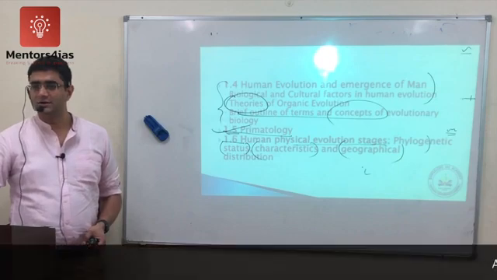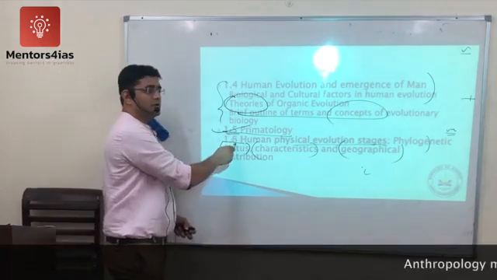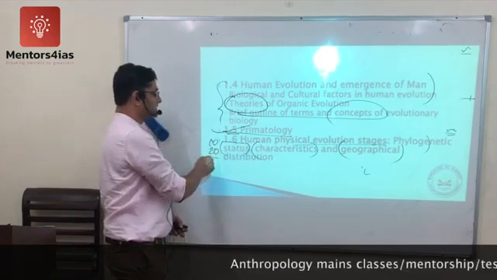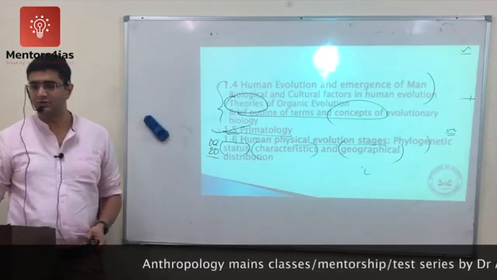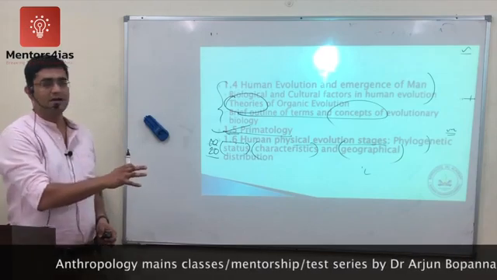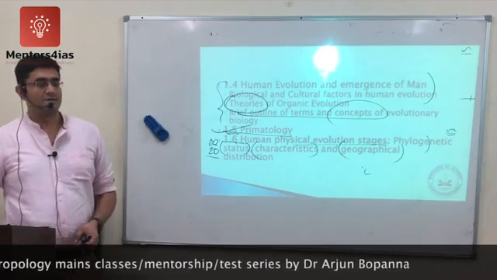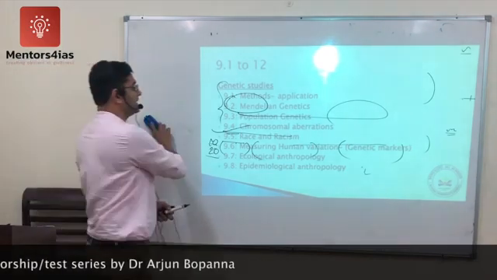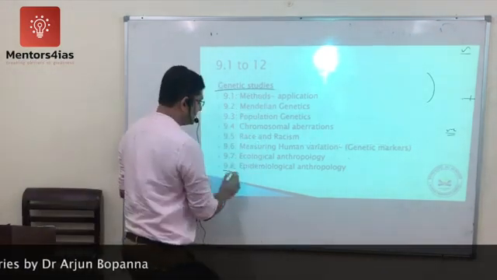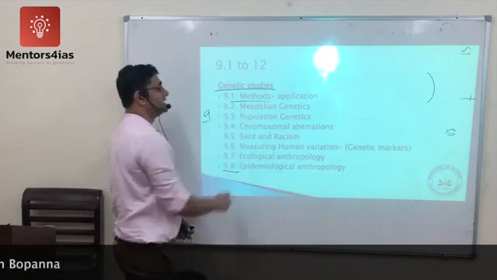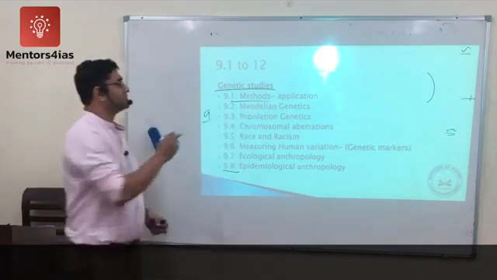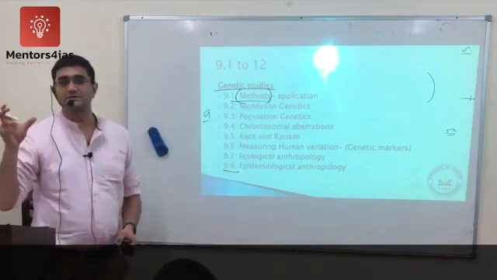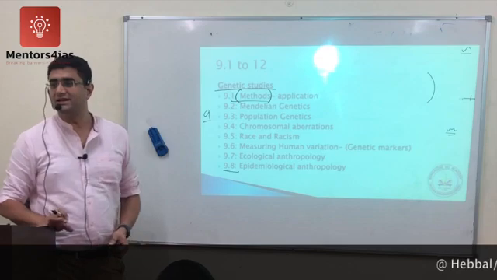Is that understood? Yes? So primatology and human physical evolution. Okay, so here 10 to 20 marks can be asked. Is that okay? Understood? This is the first part, that is the physical evolution part. Then you have 9.1 of paper 1 to 9.8, that is 9. You study the genetics. So you study the methods of genetic study. What are the various methods used to study genetics?